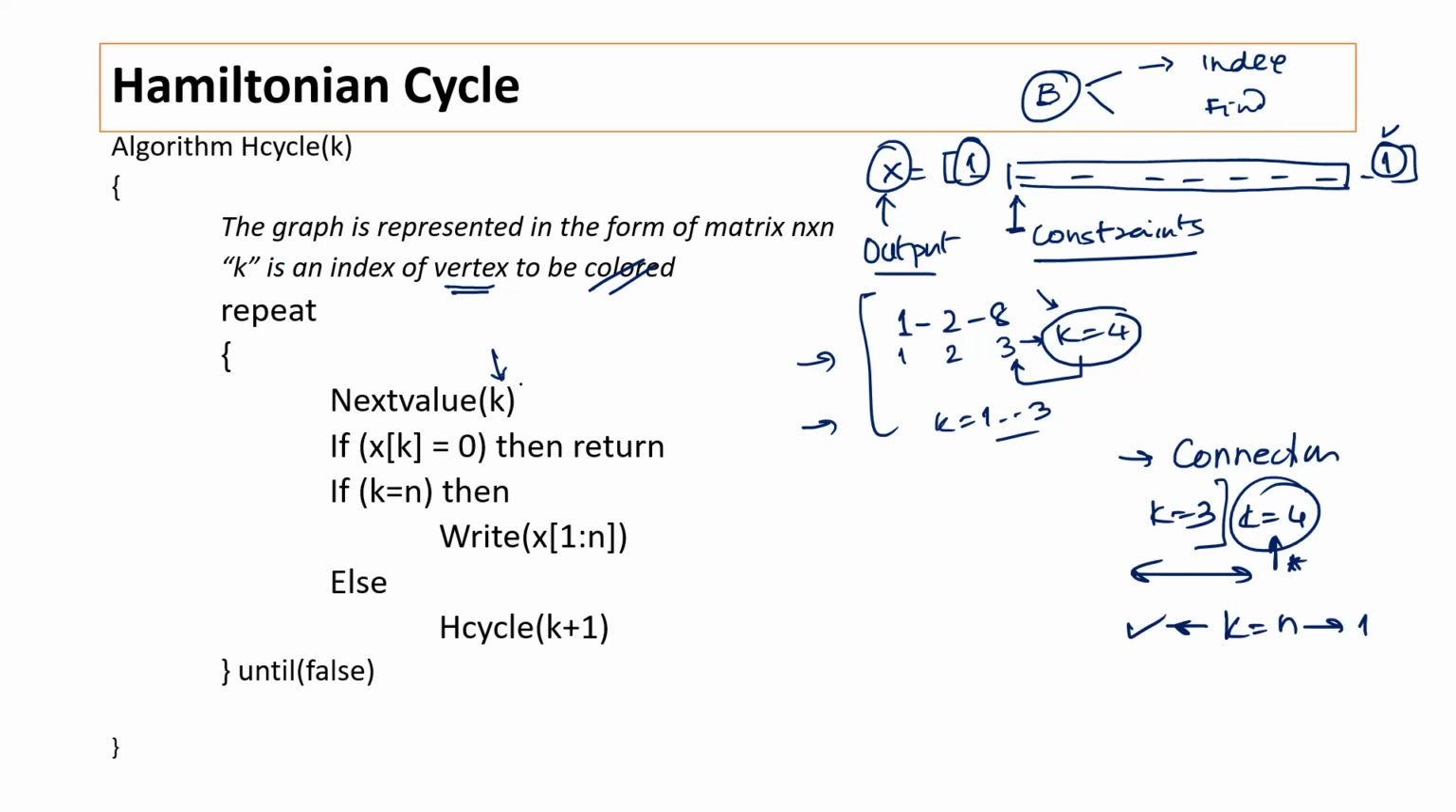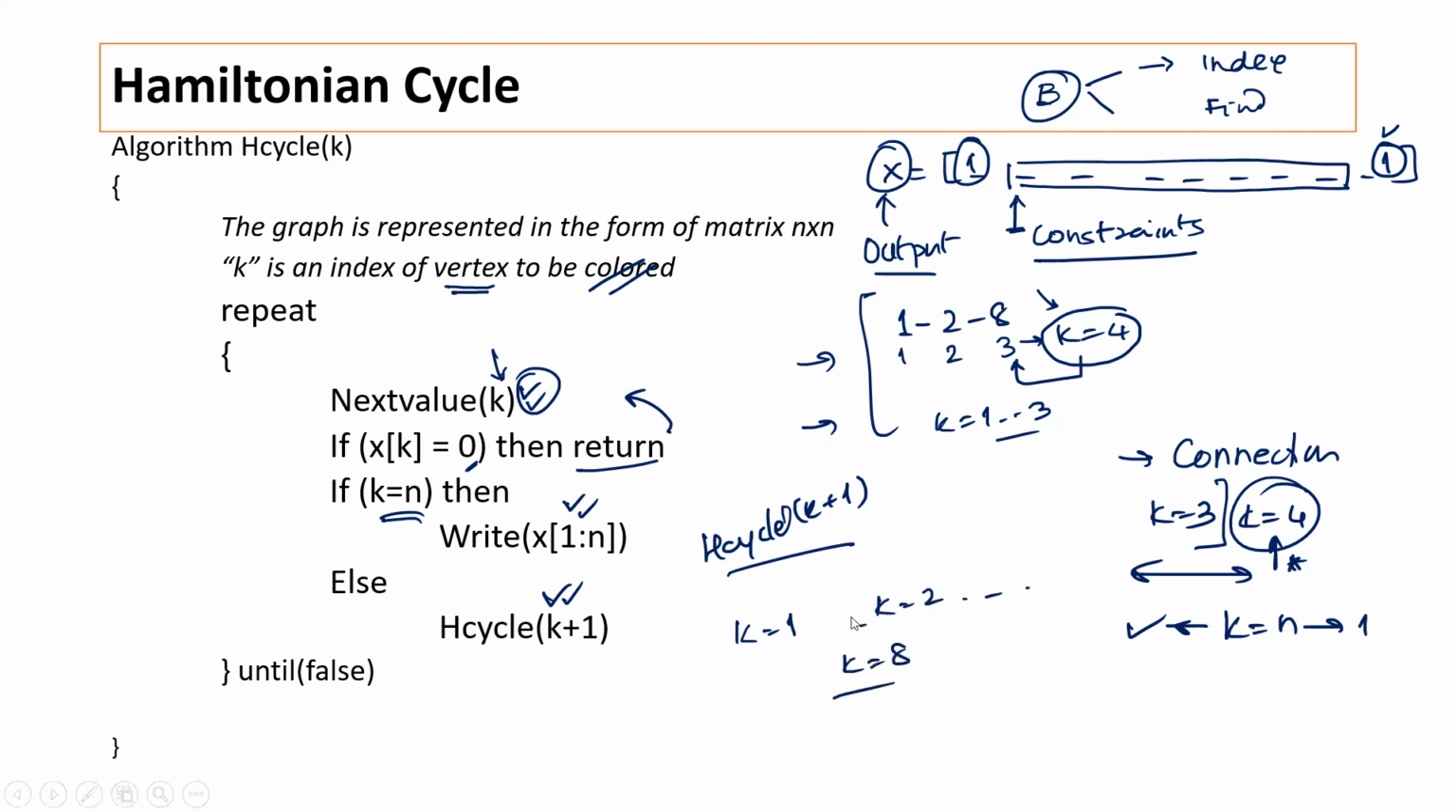So in case it is not satisfied, then x of k will be 0 and it will return the control to the main program. If k equal to n, then we'll write the array. Otherwise, we'll continue the process of Hamiltonian cycle by passing the next vertex k plus 1. So initially we are passing k equal to 1, then k equal to 2, then k equal to 8.